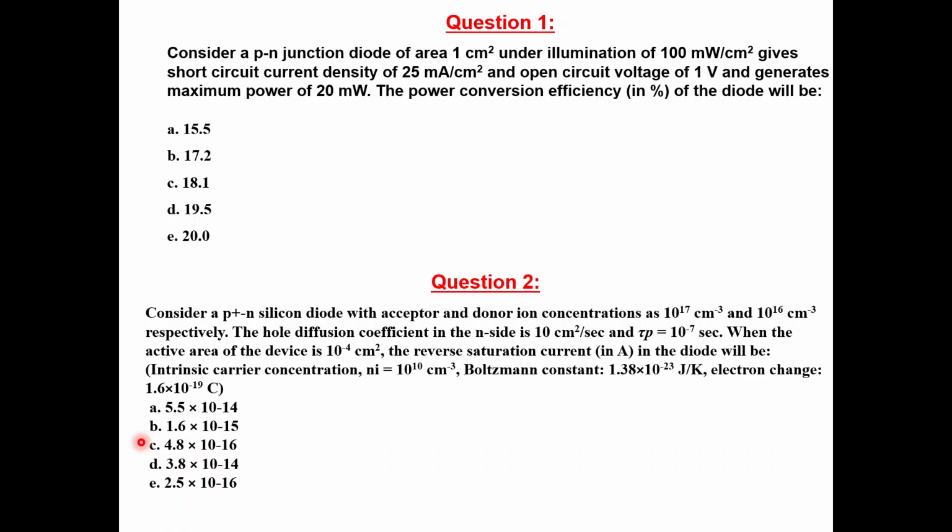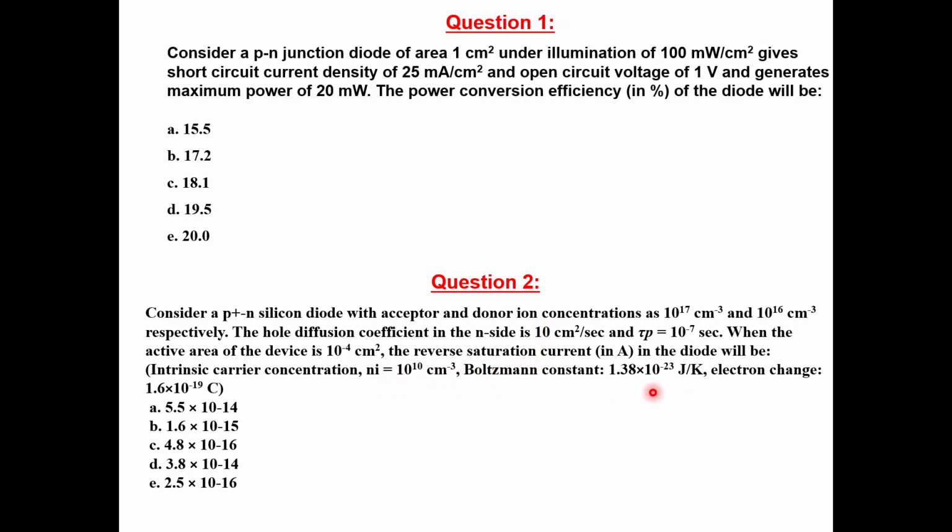Even if you have forgotten it, I have already told you how to approach a question. Now let me again tell you. They are asking about the reverse saturation current. Even if you are confused and don't know what reverse saturation current is, you know that they have given the concentrations of acceptor and donor ions as 10 to the power 17 and 16, the diffusion coefficient as 10 centimeter square per second, the lifetime on the p side as 10 to the minus 7 second, and the area.